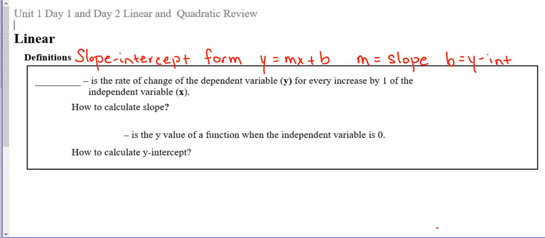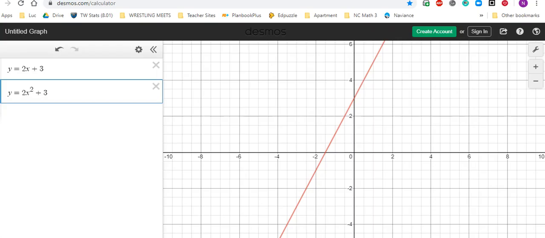If we go back over here and look, the slope here is 2. We could count from this point to this point up here, going up 2 and then to the right 1. We'll talk about that more later. Also, the y-intercept is 3. In other words, that is where the graph touches the y-axis. So it touches the y-axis at y equals 3.